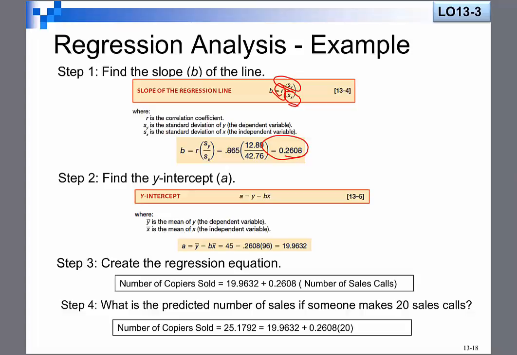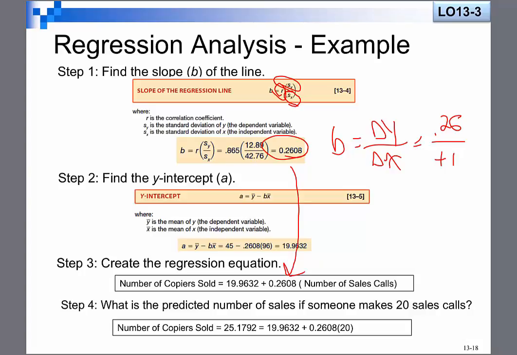It's saying that if there is a change in Y over a change in X, then as this goes up by 1, this goes up by 0.26. Okay, so as sales calls goes up by 1, then the copiers sold goes up by 0.26. So that would be the formal relationship if we're finding the B, which eventually will be the B we use to fit into our regression equation.